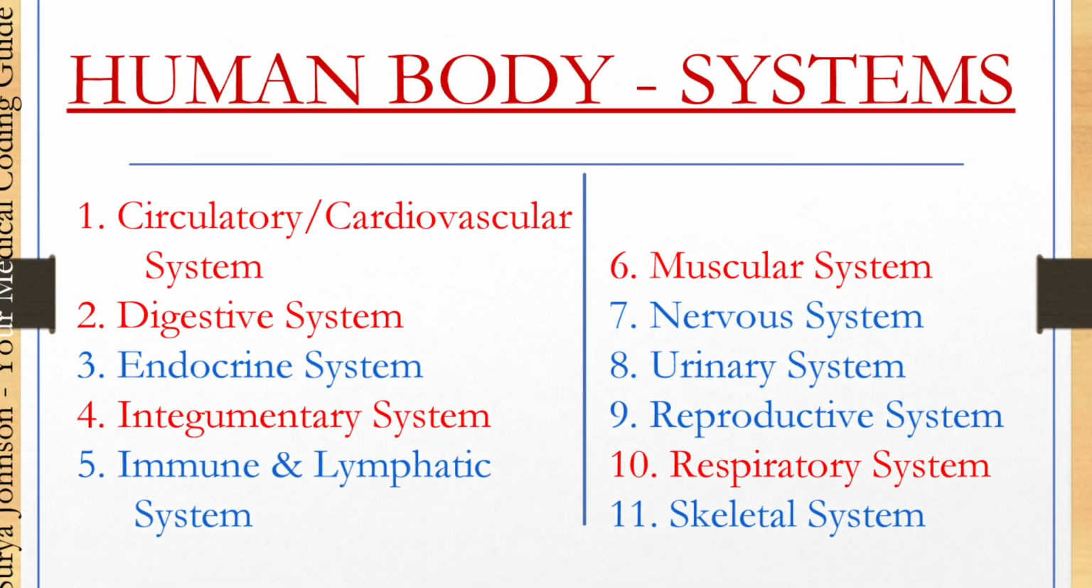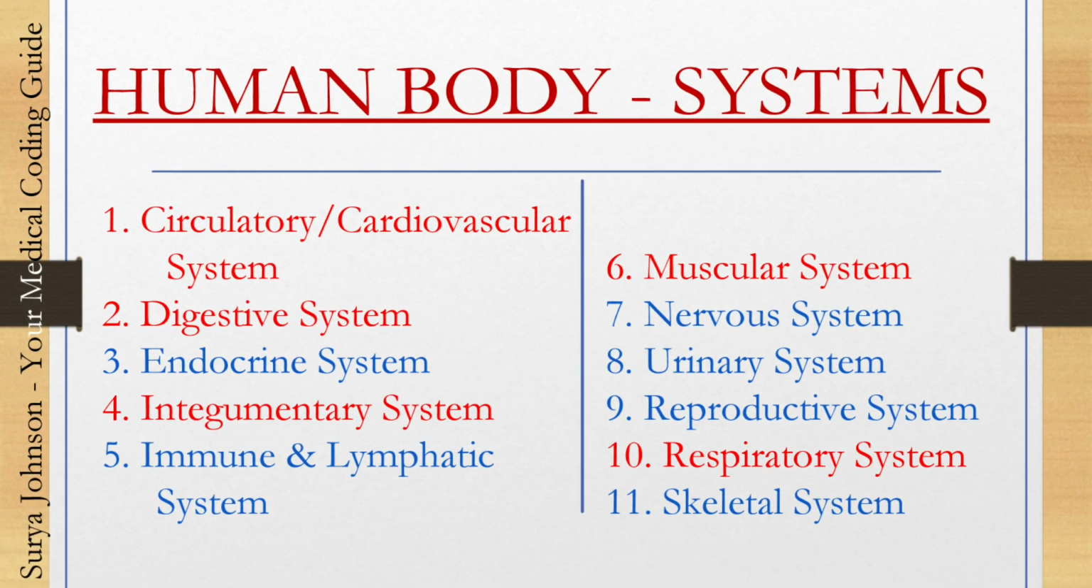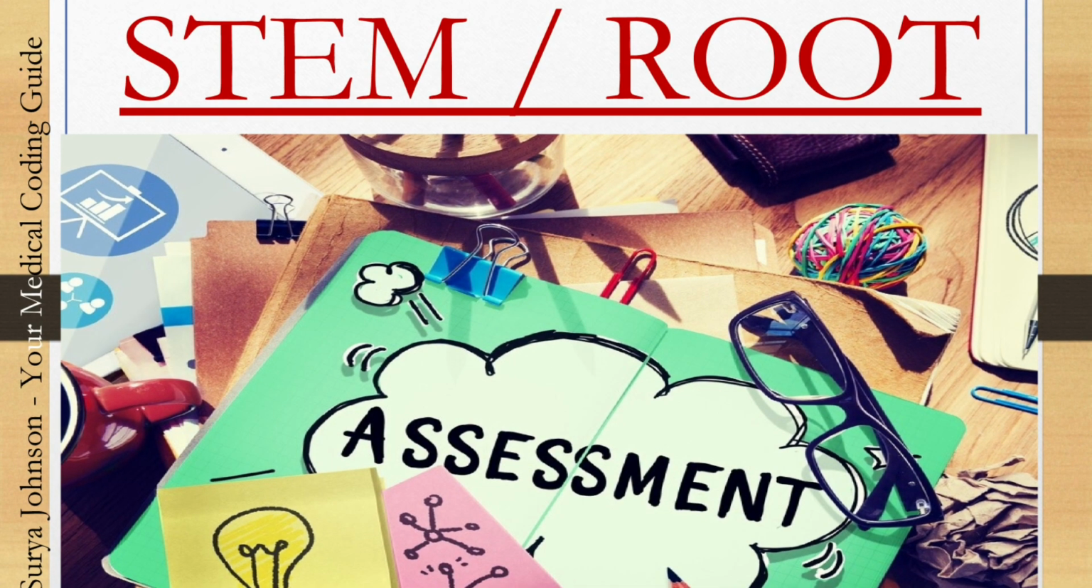So in this video, we have covered 5 systems, that is the circulatory or cardiovascular system, digestive system, your integumentary system, respiratory system and the muscular system. In my next video, we'll cover the remaining 6 systems. Now let's have an assessment and see how far you understood.